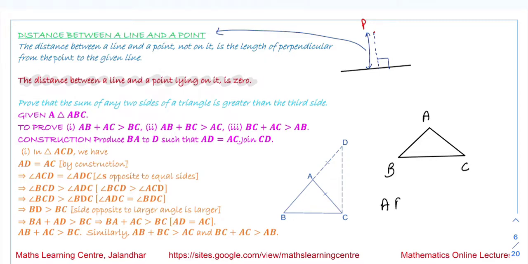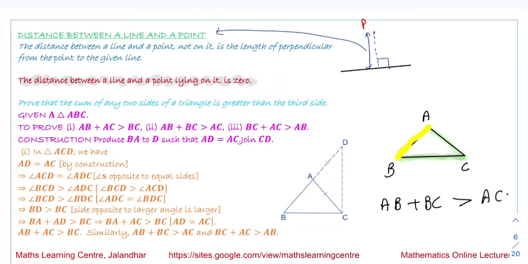What we have to prove is that AB plus BC is greater than AC. Similarly, we can prove that AC plus BC is greater than AB. Now to prove this, we are going to do some construction.